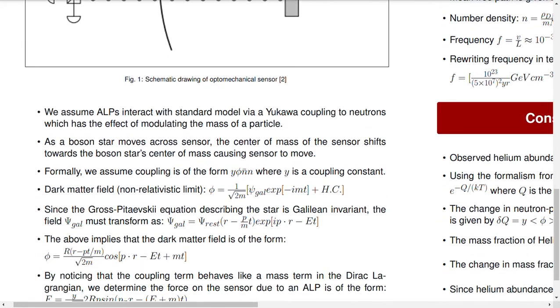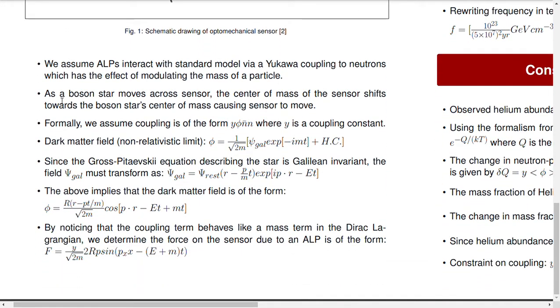To determine the force on this sensor due to an ALP, we assume that ALPs interact with the standard model via Yukawa coupling to neutrons, which has the effect of modulating the mass of the particle. As the boson star moves across, the center of mass of the sensor shifts towards the boson star's center of mass, causing the sensor to move. Formally, we assume that coupling is of the form shown here, where y is a coupling constant, and we assume that the dark matter field in the non-relativistic limit is of the form shown here.